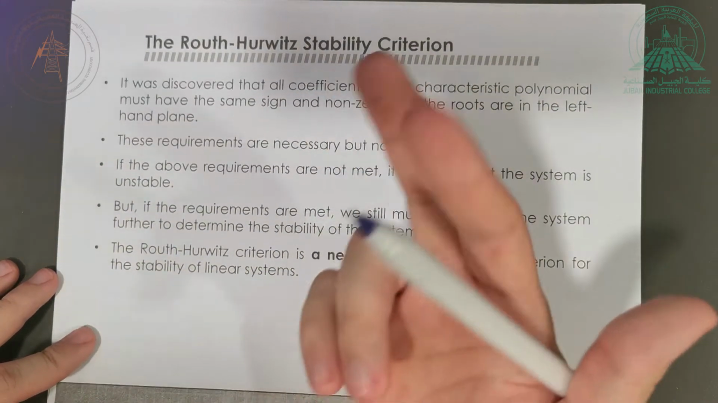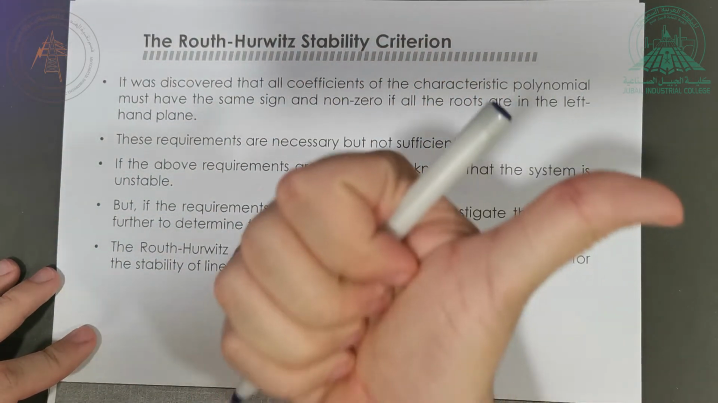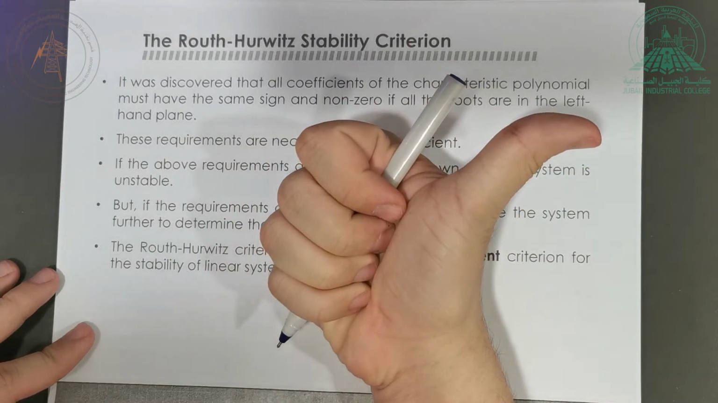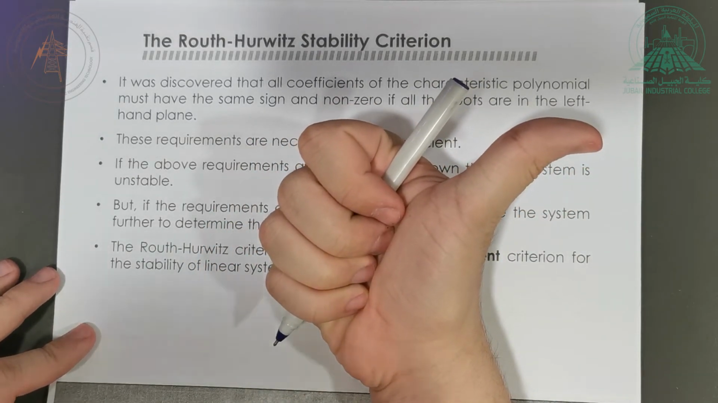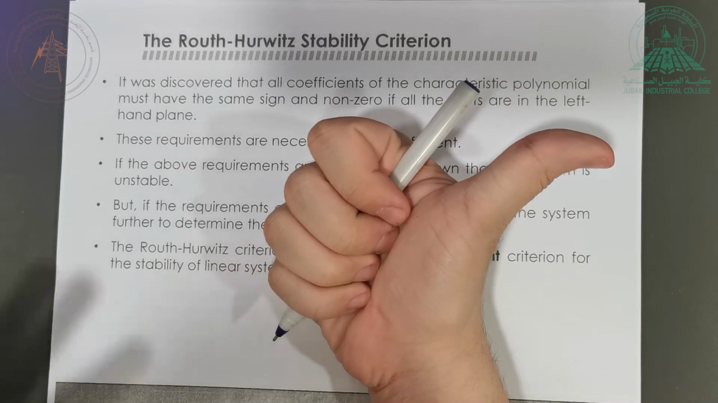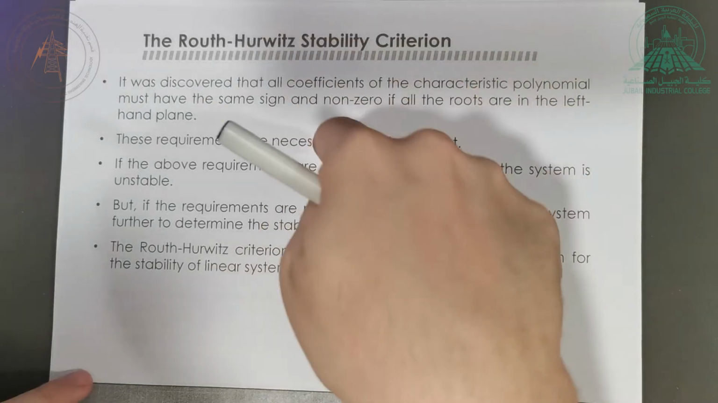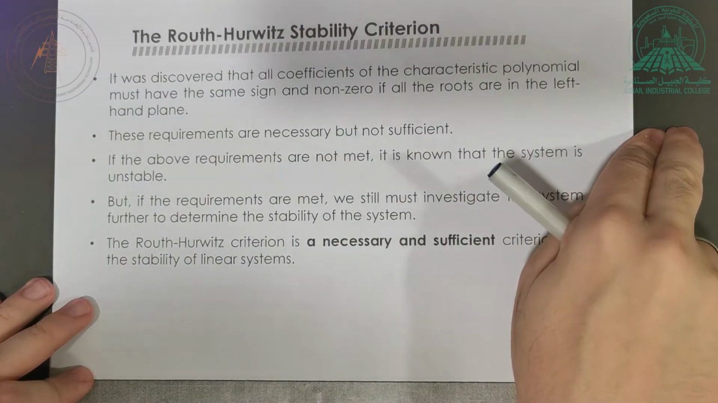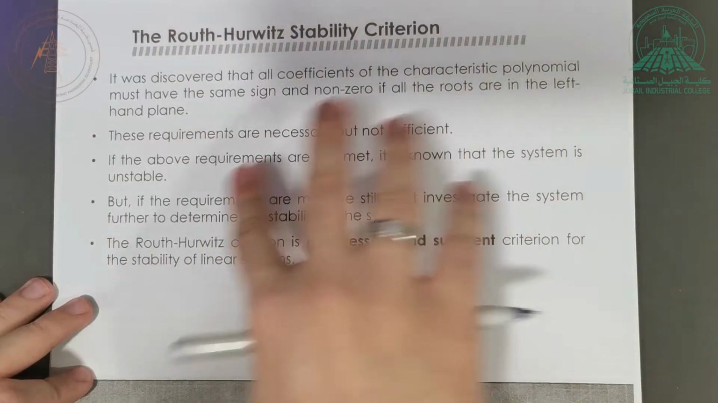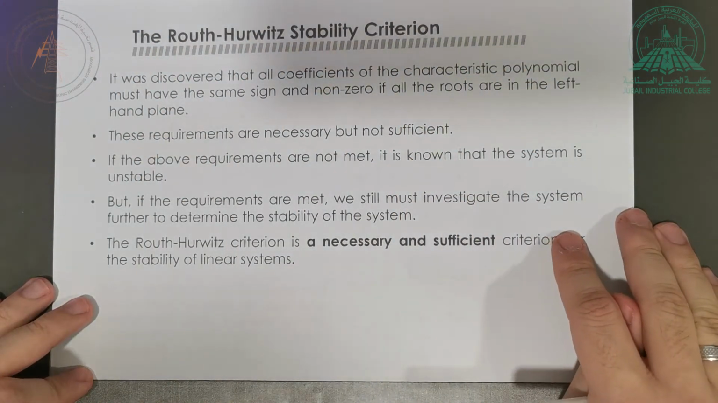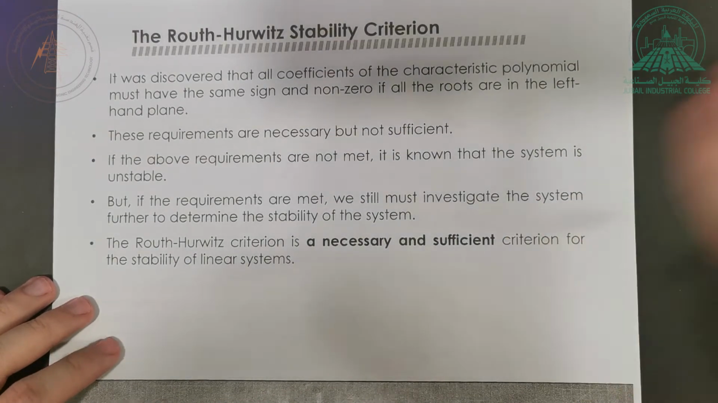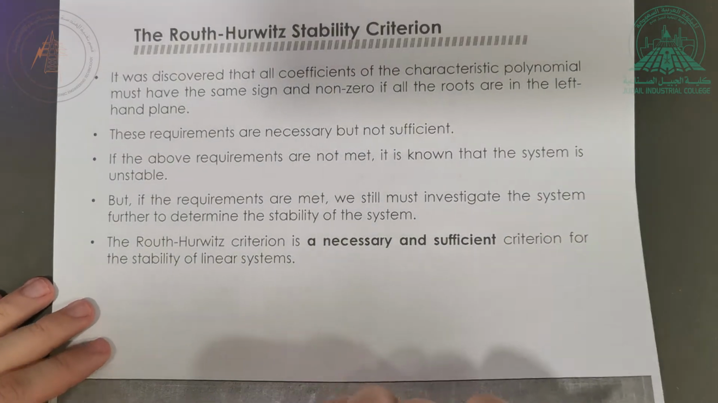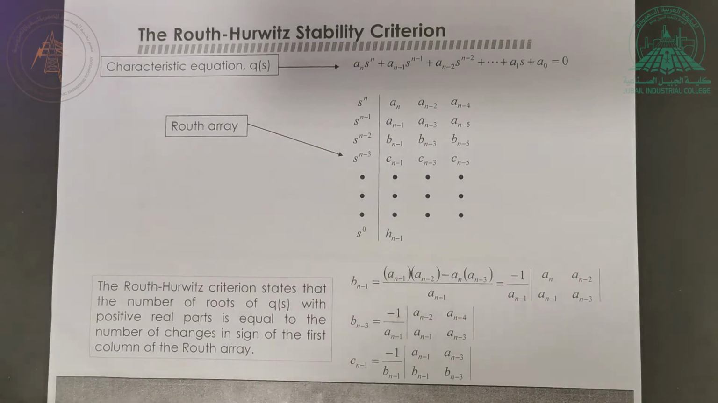So this technique actually will tell me two things. First, do I have any poles on the right hand plane? If I have any poles on the right hand plane, that's it, unstable. Additionally, it will tell me how many poles I have on the right hand plane. So it will tell me whether I have any or not, and how many I have.